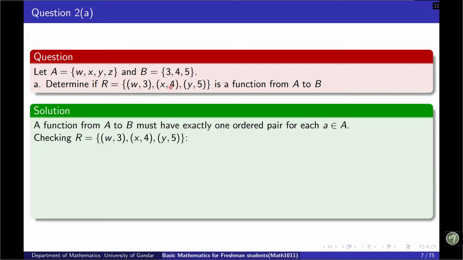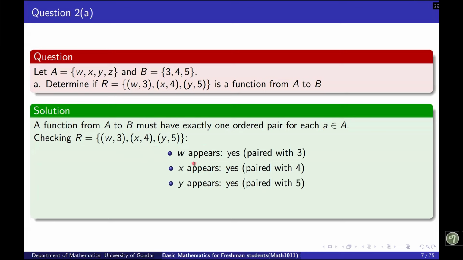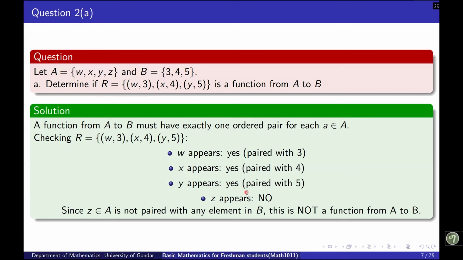Therefore, a function from A to B must have exactly one ordered pair for each element of A. It says for all elements of A. So when we check this, R is given to be this one, and W, the first element of A, appears here with an image 3. X also appears and is already paired with 4. Y also appears and is paired with 5, but Z doesn't appear here. That means Z doesn't have any image within this relation R. Therefore, the domain of this relation cannot be set A, and the relation R is not a function from A into B.